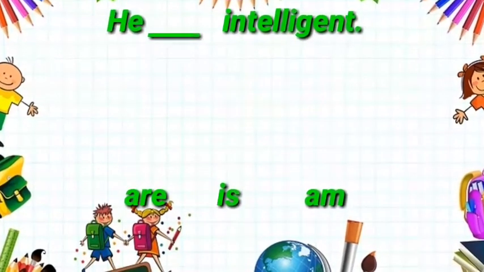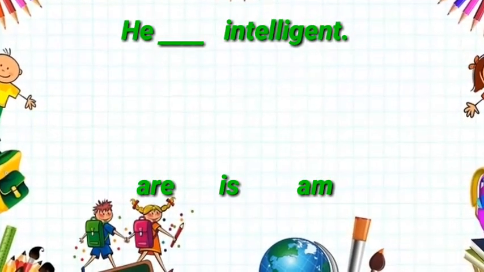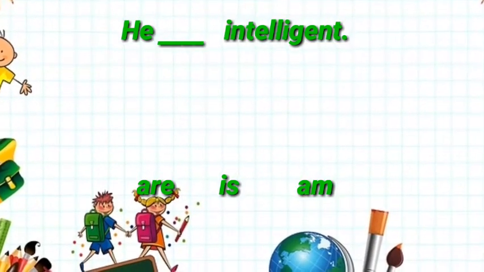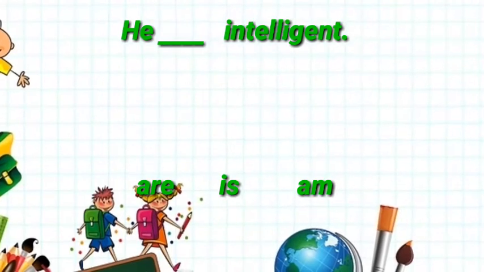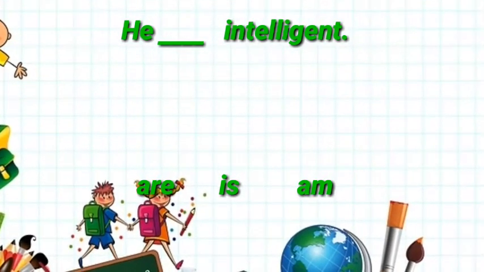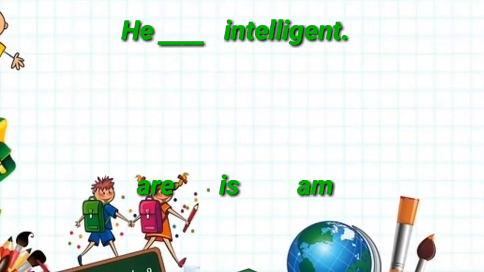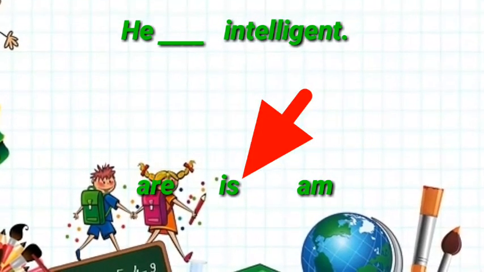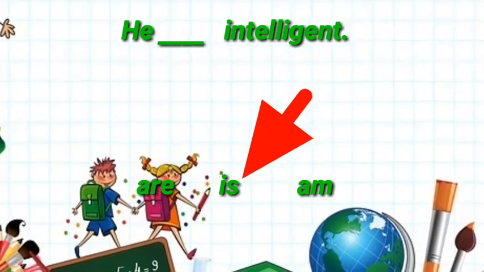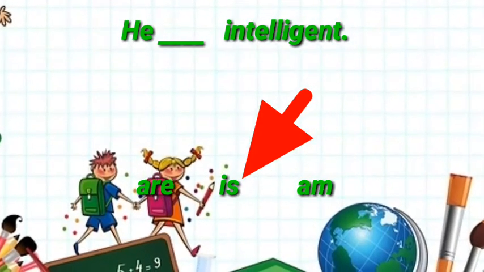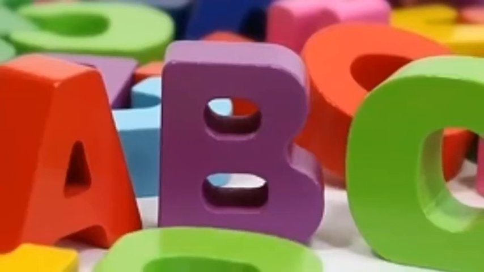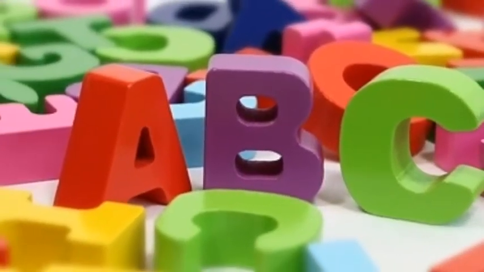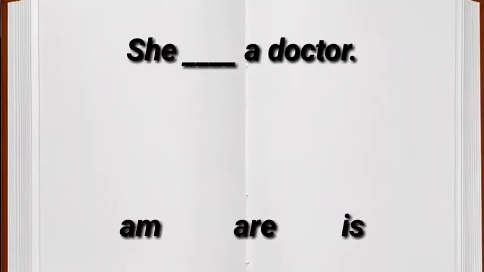So the next is he dash intelligent. Are, is, am: there are three options always for helping verbs. So the student must understand what is added with he. Is is the correct option. So he is intelligent is the correct sentence. So is as the helping verb is the correct option. So let us be happy with our lesson planning. I will provide you more and more sentences.